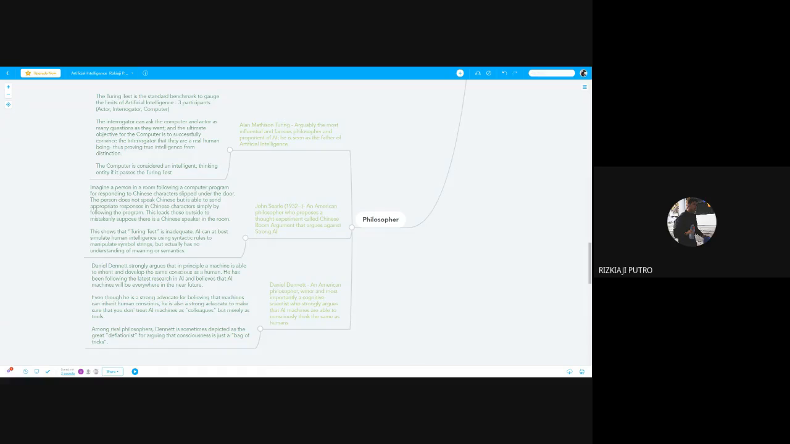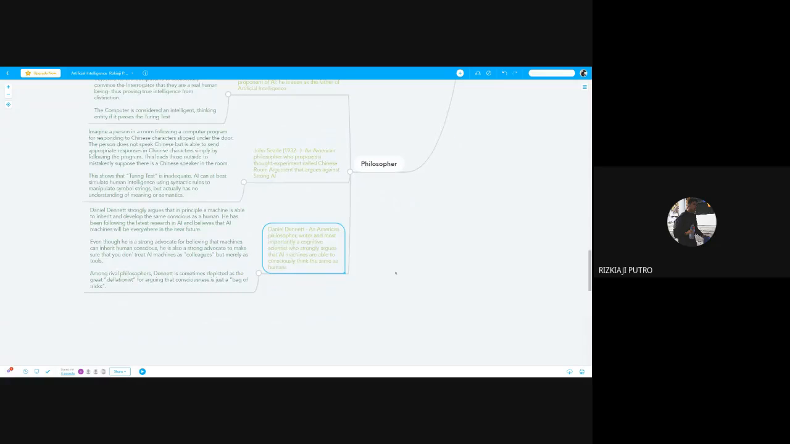He is an American philosopher, writer, and most importantly, a cognitive scientist who strongly argues that AI machines are able to consciously think the same as humans. His proposition is that a machine is able to inherit and develop the same consciousness as human intelligence. So even though he is a strong advocate for believing that machines can inherit such consciousness, he also insists that we not treat machine AIs as colleagues, but merely as tools, because he still inherently believes that artificial intelligence won't be truly human, at least not in his lifetime.